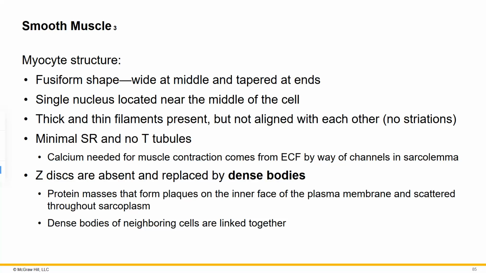Z-discs are absent and replaced by dense bodies, protein masses that form plaques on the interface of the plasma membrane and are scattered throughout the sarcoplasm. Dense bodies of neighboring cells are linked together.